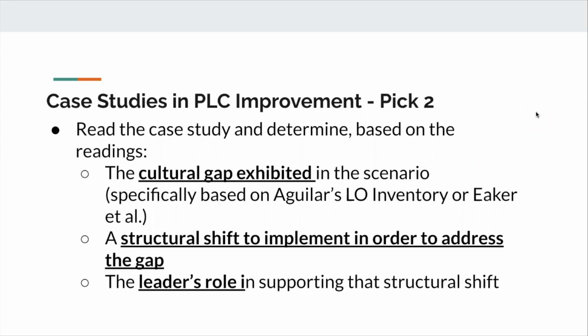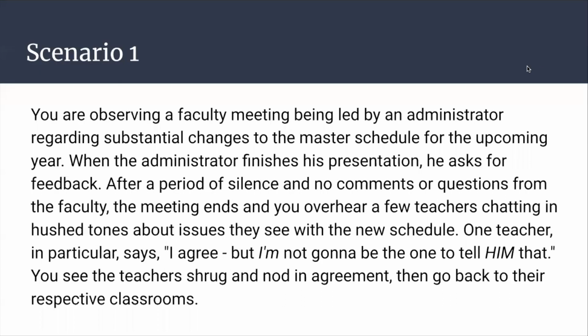We want to look at the cultural gap that is exhibited for each of the case studies. You're going to be looking at the structural shifts that you need to implement in order to address the gap. And you also want to look at what is the leader's role in supporting that structural shift. Start with scenario number one. Remember, you're looking for what is the cultural gap, what are some shifts that need to be made, and what is the leader's role in motivating the team to push for that change.